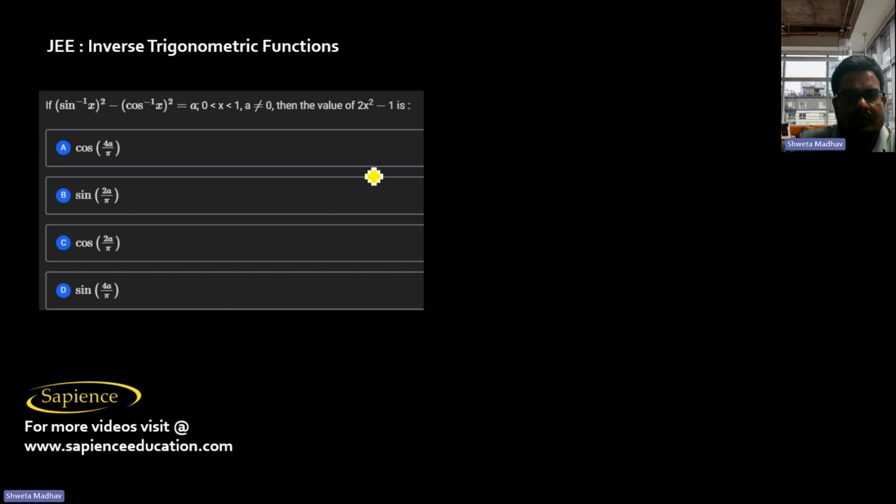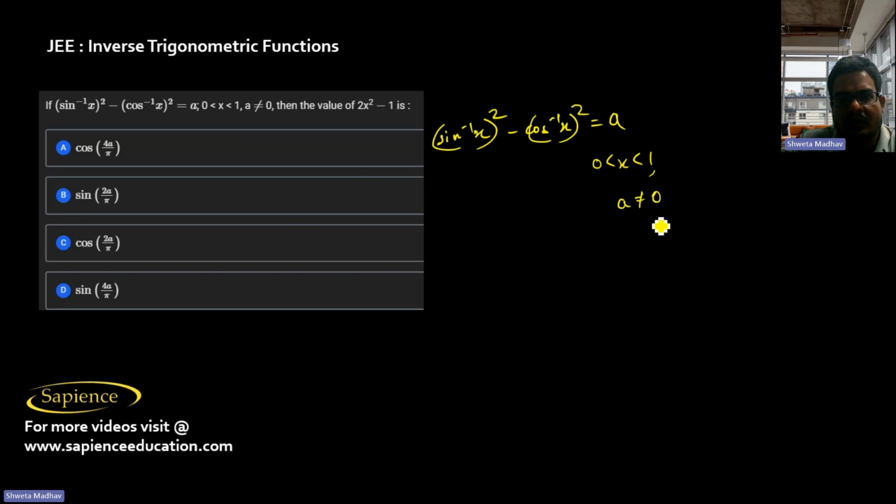Then here it is told, if sine inverse of x whole square minus cos inverse of x whole square is equal to a, where x goes from 0 to 1 and a is not equal to 0, then the value of 2x square minus 1 will be how much? The value of 2x square minus 1 is what we have to find out.